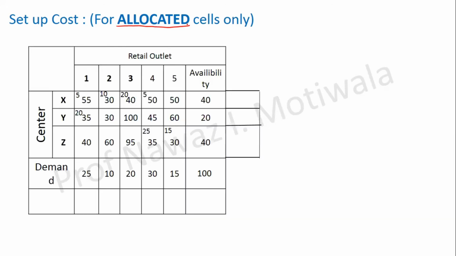Once we got this, next we will go for the setup cost for allocated cells only. This I have highlighted here. I will also explain how to do it. This is allocated cells only. So we have to now emphasize only allocated cells. And here we need to find out what are U's and V's for a particular row and column. So here I will write U1, U2, U3, V1, V2, V3, V4 and V5.